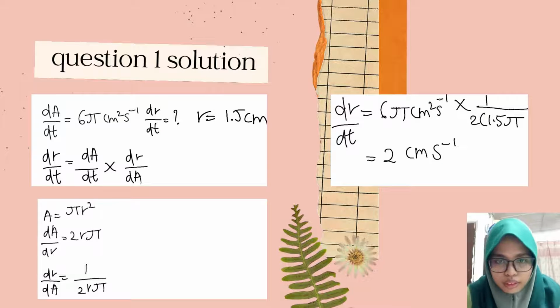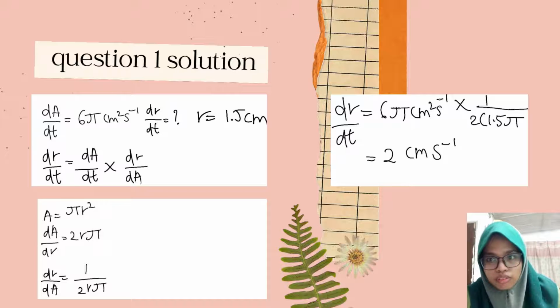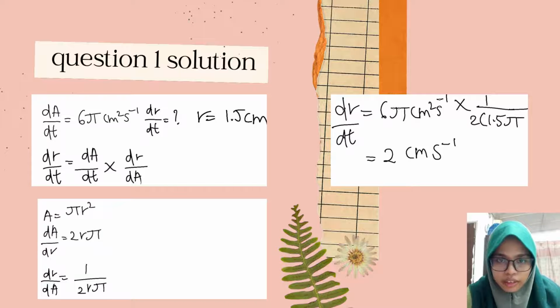For question 1, as the question stated, the area of the circle is increasing at the rate of 6 pi cm² s⁻¹, so that is dA dt, and r is 1.5 cm. So we have to find dr dt, and we can find it by multiplying dA dt with dr dA.